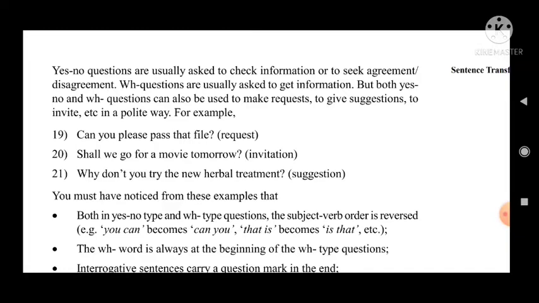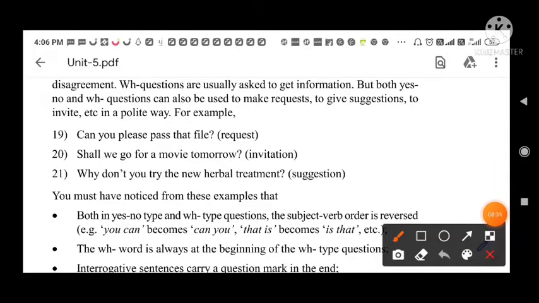Can you please pass that file? It's a request. Okay, can you please pass that file? It's a request. Then, shall we go for a movie tomorrow? It's an invitation. Shall we go for a movie tomorrow? Why don't you try the new herbal treatment? It's a suggestion.